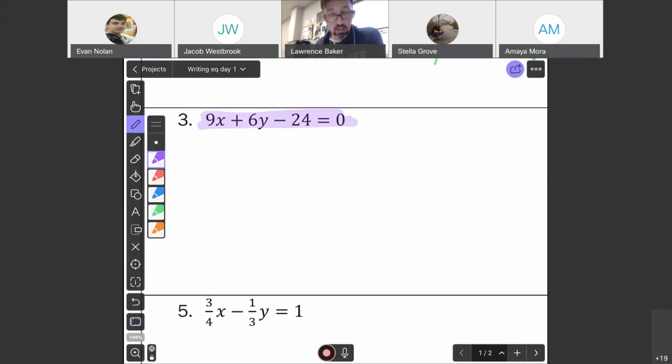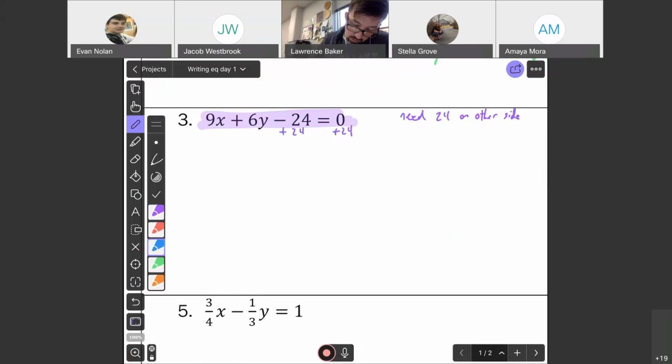So what I notice is that X and Y are on the same side, but that 24 is also over there. Okay. So I need that 24 on the other side. Okay, so I'm going to add 24. We need that C value to be on the other side of the equal sign. Okay. So that gives me 9x plus 6y equals positive 24.